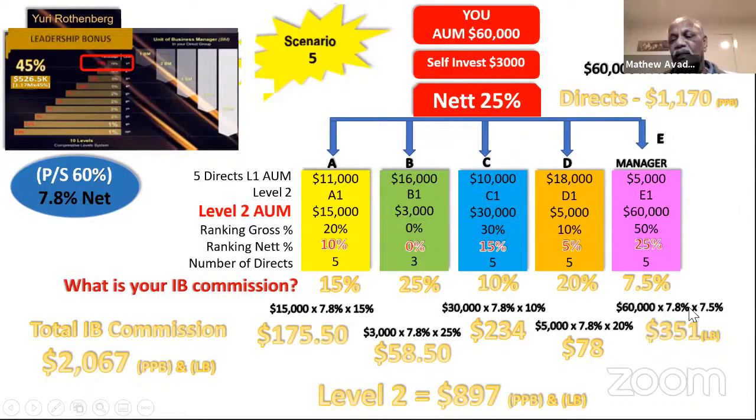So it's 60,000 times 7.5%. Now you earn $351 off a client under you who is a business manager. This is where you begin to see that if you're at equal level and you've got business managers below you, you will still get good compensation. So now your personal income is 1,170, and combined at level 2, you get $897. So your total commission for this cycle would have been $2,067.